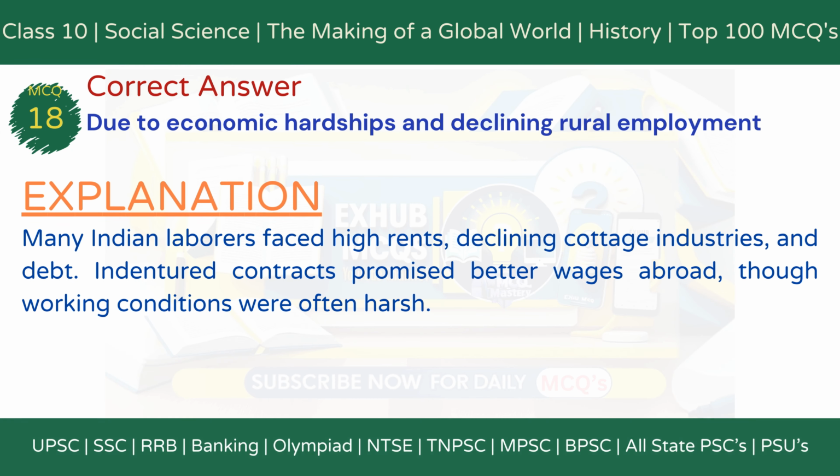The correct answer is option C, due to economic hardships and declining rural employment. Explanation: many Indian laborers faced high rents, declining cottage industries, and debt. Indentured contracts promised better wages abroad, though working conditions were often harsh.